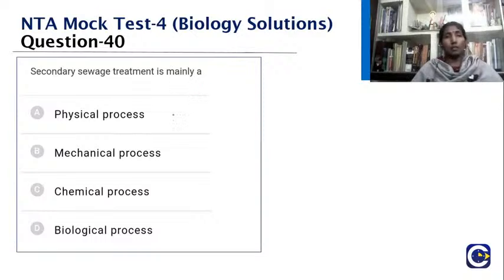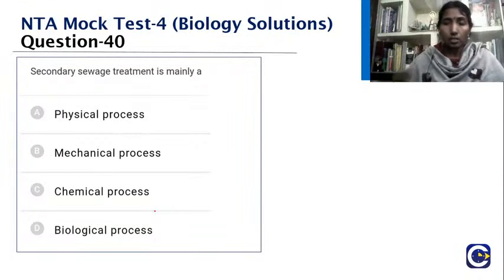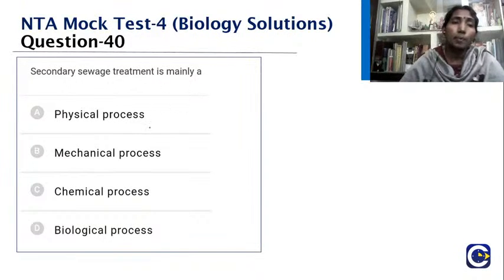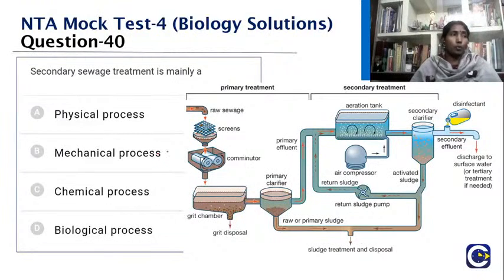Secondary sewage treatment is mainly a physical process, a mechanical process, a chemical process, or a biological process. Yes students, you are all giving the right answer, very good. What type of process is it? Yes, it's a biological process. In sewage treatment we have primary, secondary and tertiary treatment. What is there with the primary treatment? Shredding, flotation, screening, sedimentation. What about the secondary treatment?